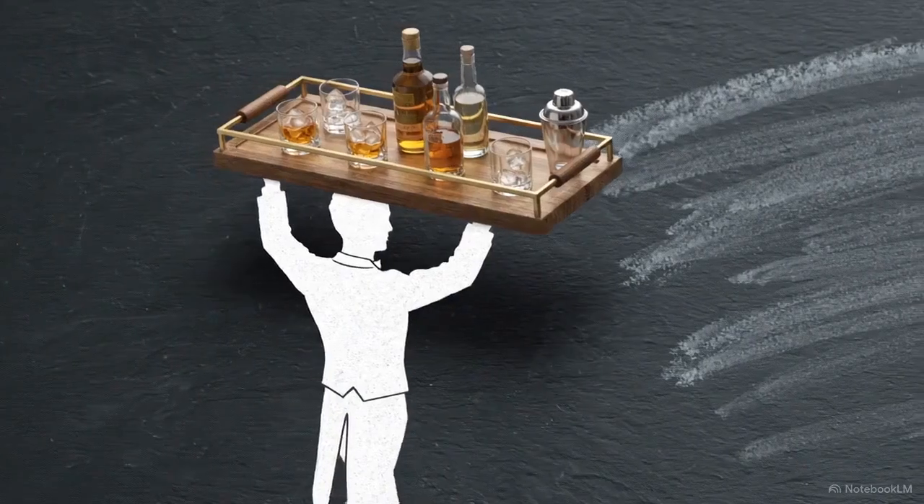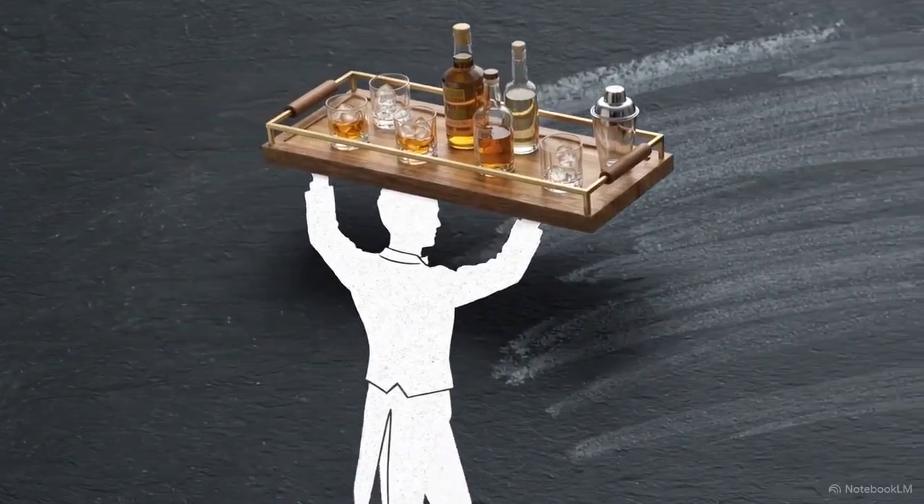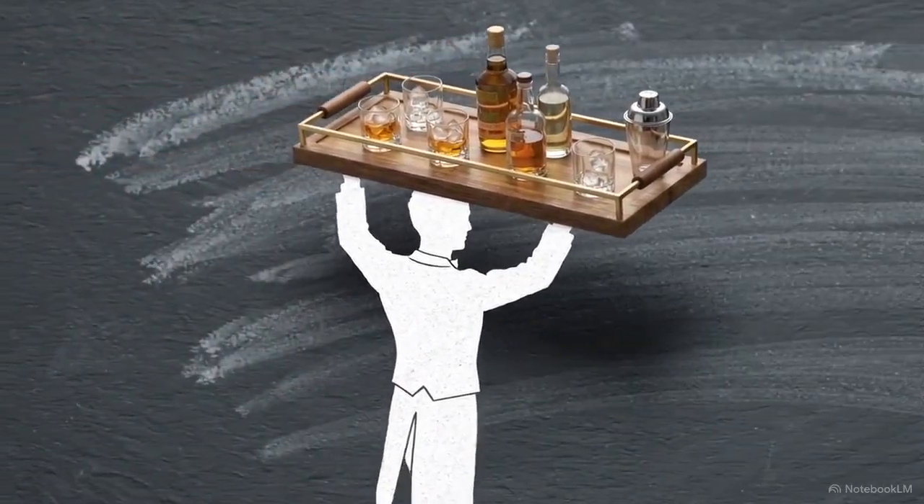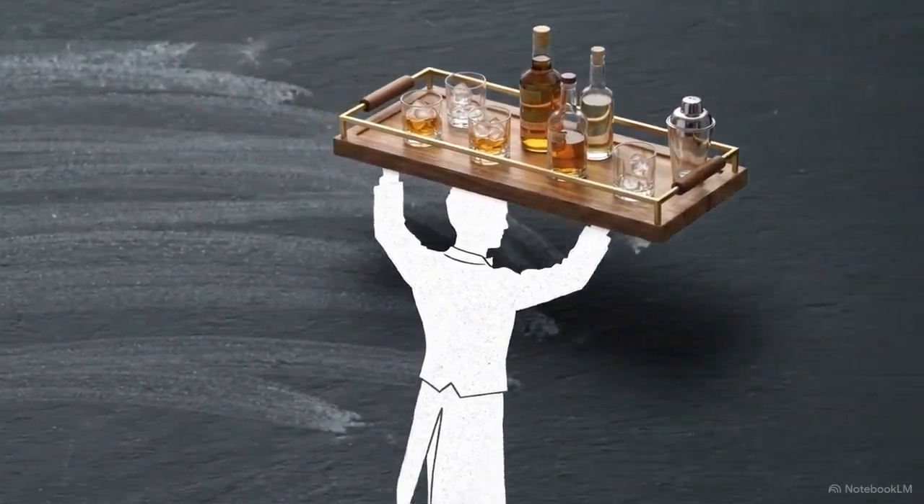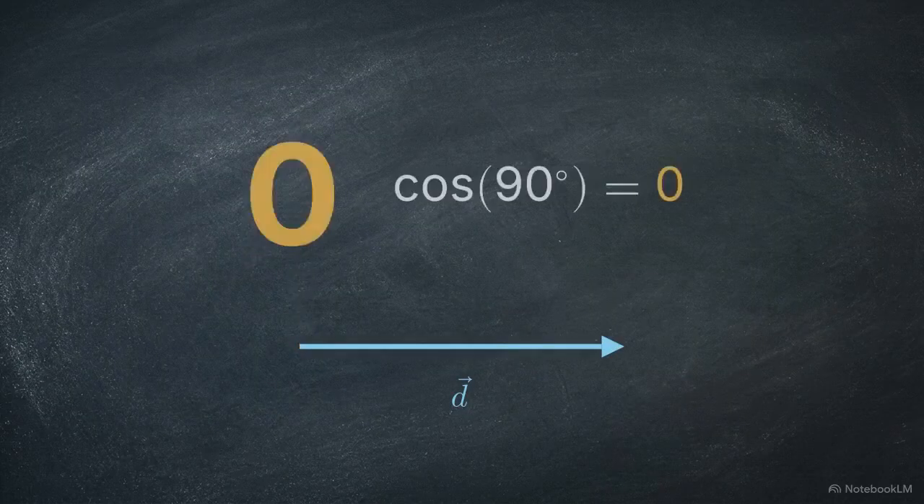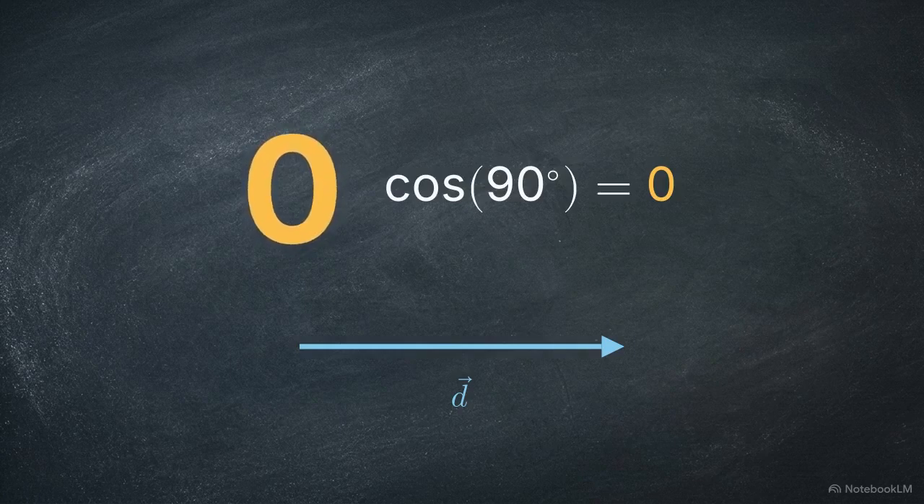This leads to strict physical limits. If a force acts completely perpendicular to the direction of motion, the angle is 90 degrees. The cosine of 90 is 0, meaning absolutely zero work is done.